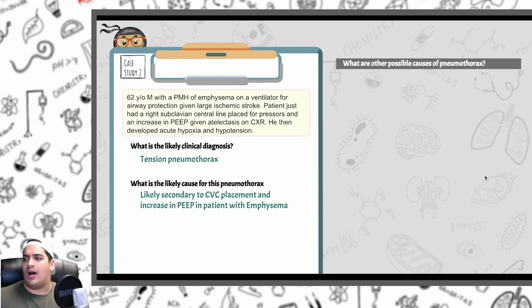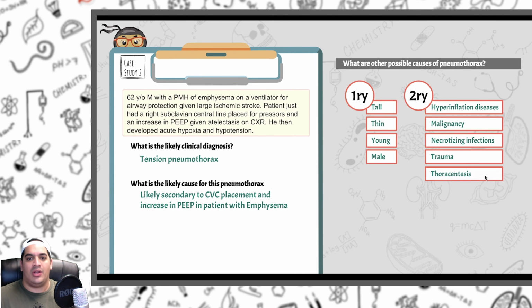What are some other causes, though, of a pneumothorax? I think it's important to remember: is it a primary or a secondary pneumothorax? This would be a secondary pneumothorax, because primary is usually in those tall, thin, skinny males who are smokers, maybe with a history of Marfan syndrome. Whereas secondary is usually due to some type of problematic issue where they have hyperinflation of their lungs, like COPD, bronchiectasis, asthma, or it could be due to malignancies.